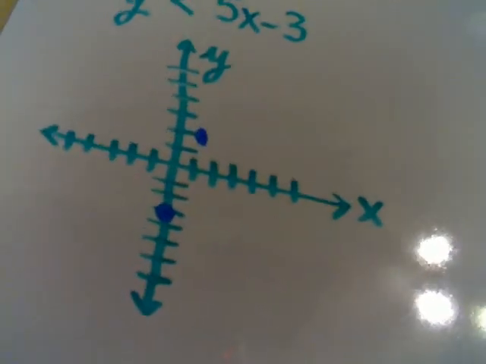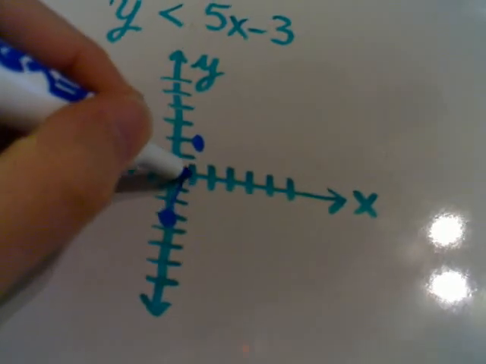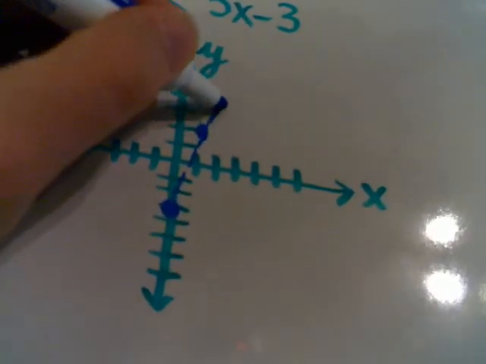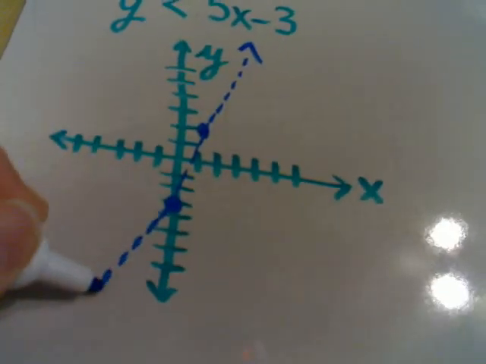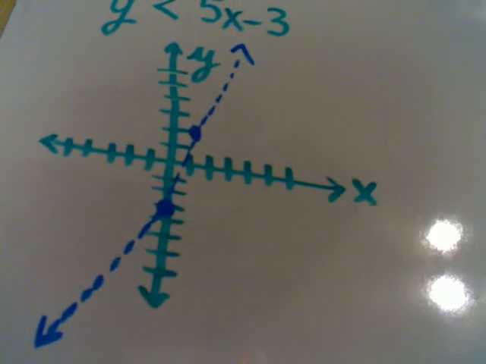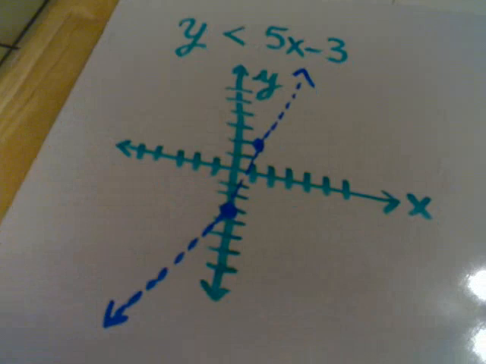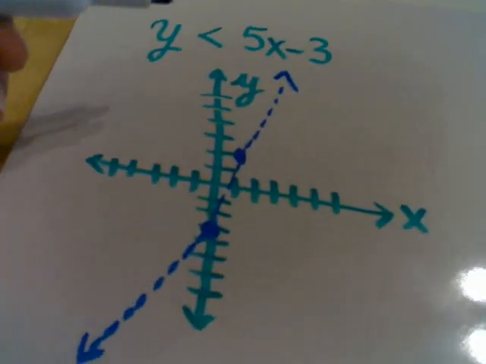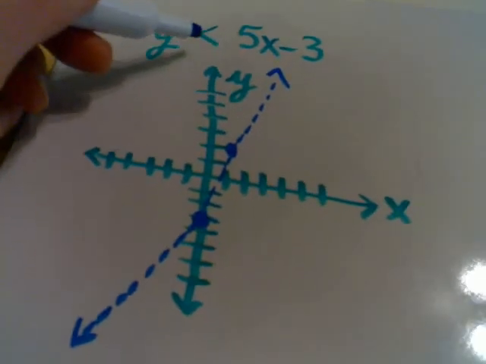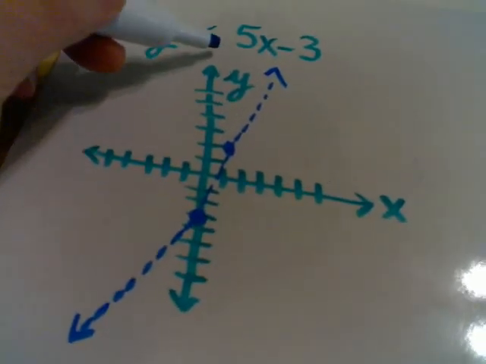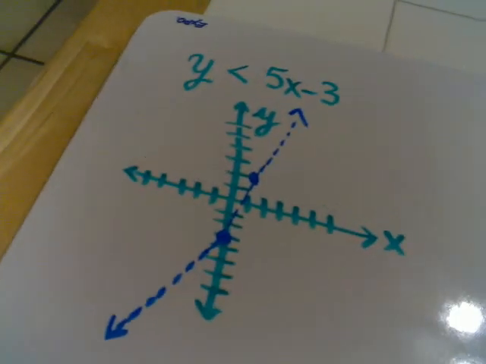Now I'm going to connect these two dots, but I'm going to connect them with a broken line. And the reason I'm using a broken line or a dotted line, which is my boundary line here, is because, oh, sorry, that line's not the most straight line in the world, but you'll just have to forgive me. It's supposed to be a line, okay? Close enough. The reason it's dotted and not solid is because this does not say less than or equal to. It just says less than, which means that the points on the line are not included.